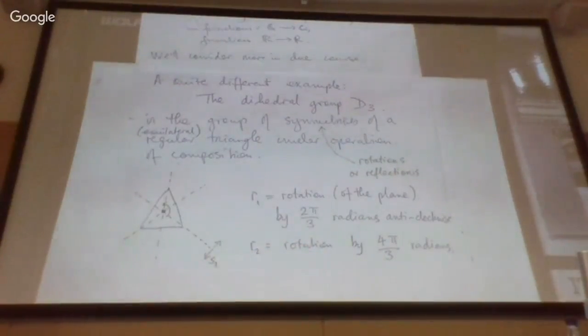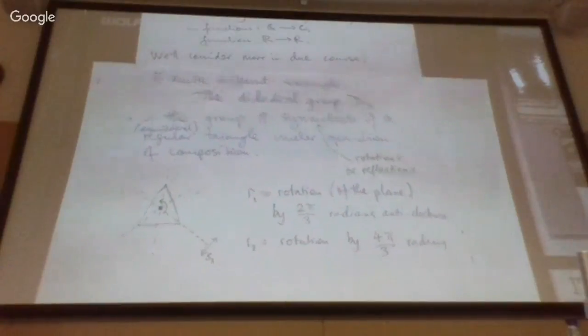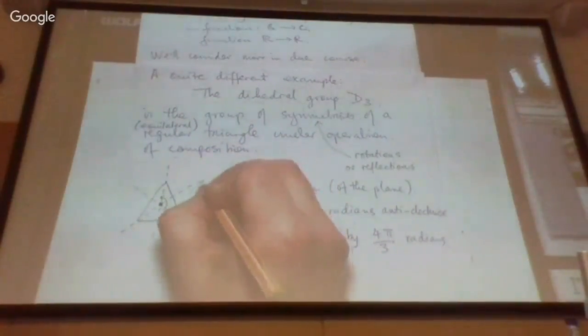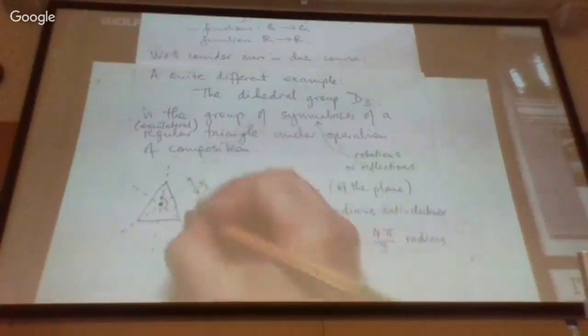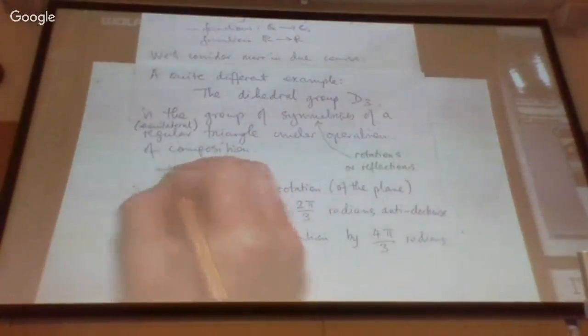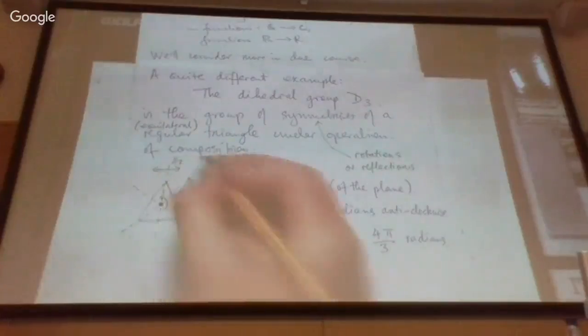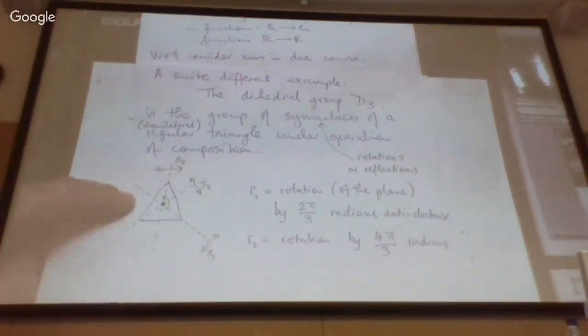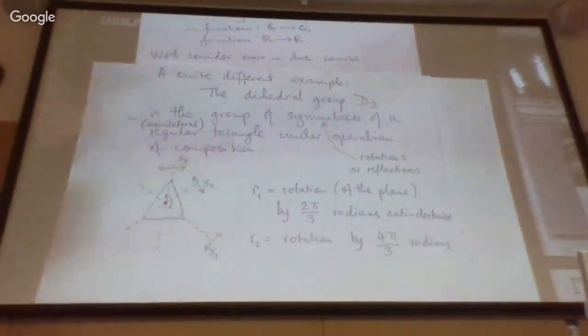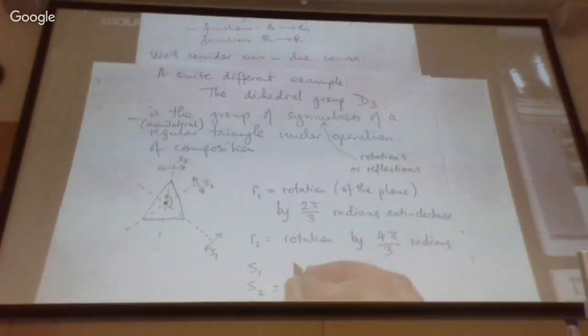Traditionally, we might use S for reflections, because S comes after R. And there are three of them. S2 might be called reflection in that line, and S3 will be reflection in that line. Of course, you don't have an S4 reflection in that line, because that's the same line as S1. So there are three reflections, so reflections in the axes shown.